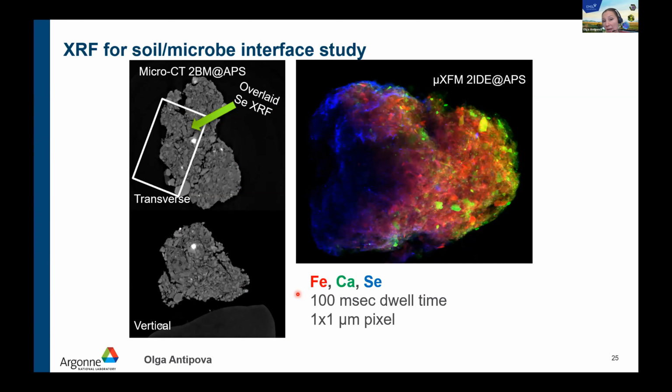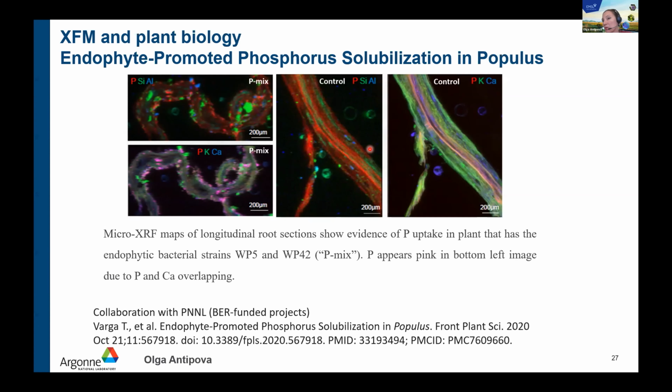Going higher with resolution, we study uptake of certain nutrients by plants, and not only nutrients, also toxic elements. In this case, the uptake of phosphorus was promoted by endophytes. It was a project with Tamas. Here we were able to detect the difference in phosphorus uptake for control and exposed samples. In this case, the samples were fixed and embedded for analysis.